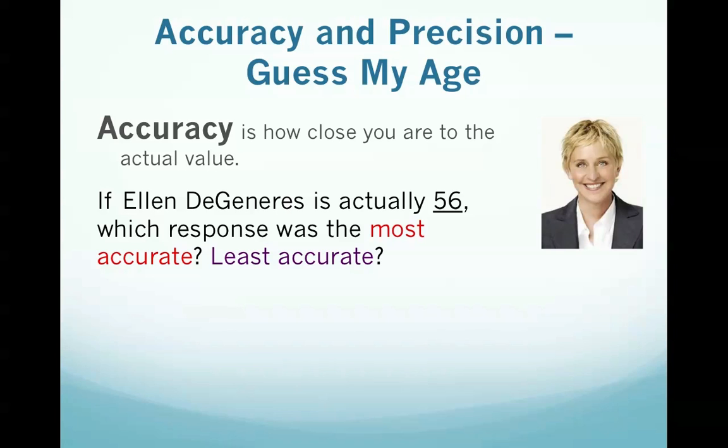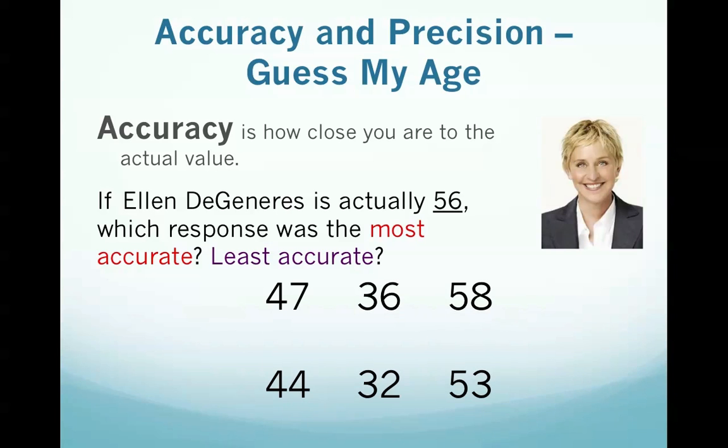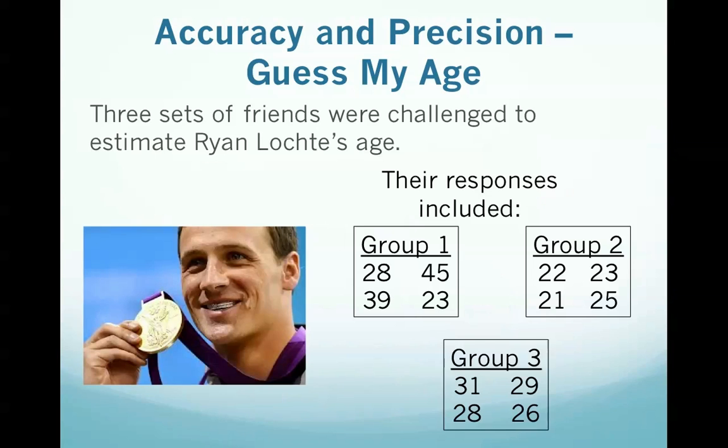So which response was most and then which one was least accurate? Out of our 6 responses, and again, we're comparing these to the age of 56, the guess that was 58 was the most accurate, and the least accurate was the one that was 32. So again, accuracy is concerned with the actual value.